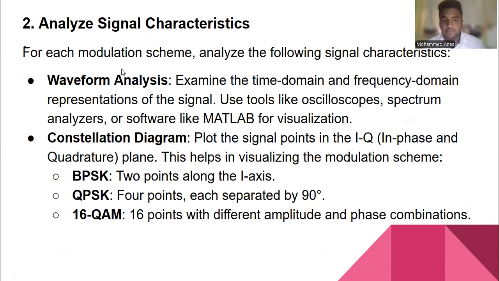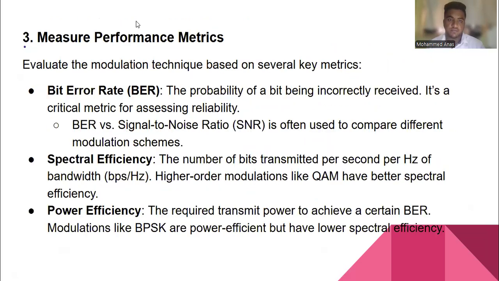Constellation diagram. Plot the signal points in the IQ, in-phase and quadrature, plane. This helps in visualizing the modulation scheme. For BPSK, QPSK, and 16 QAM: BPSK means 2 points along the x-axis. QPSK means 4 points separated by 90 degrees. 16 QAM means 16 points with different amplitude and phase combinations.